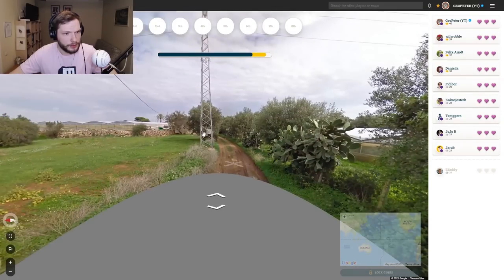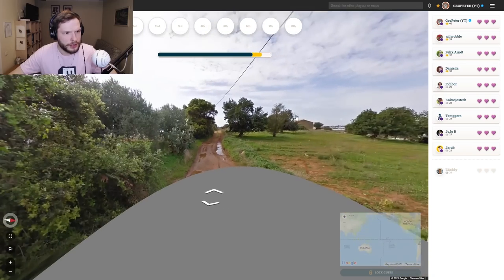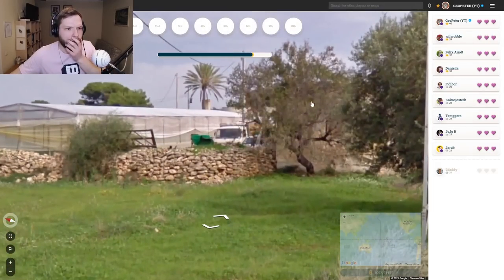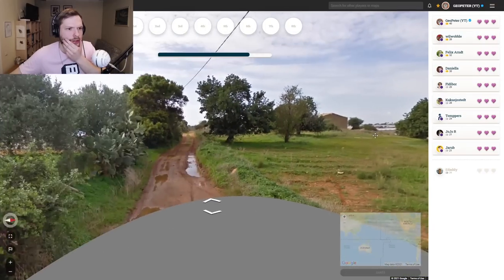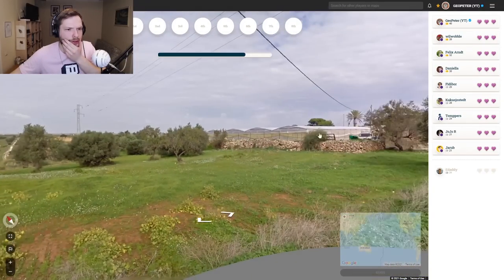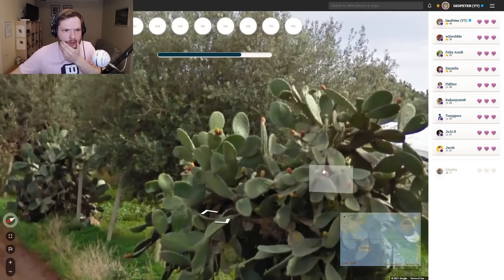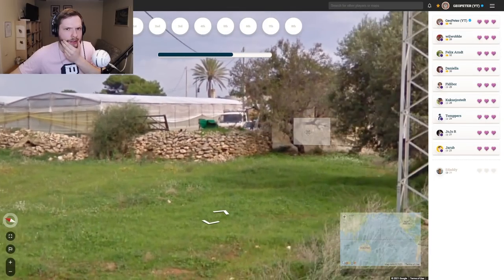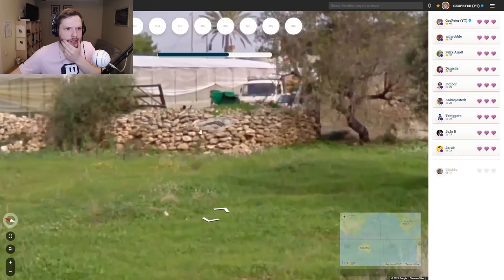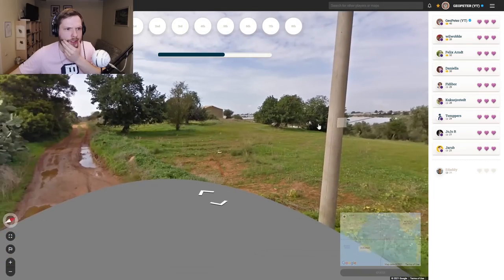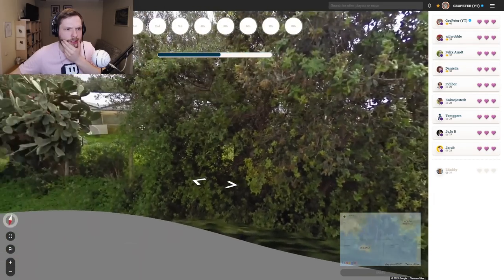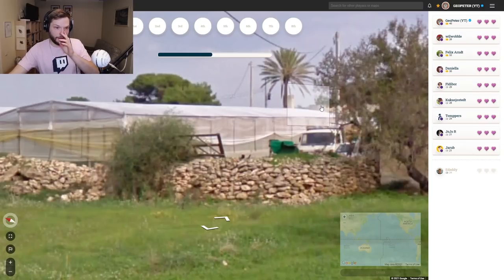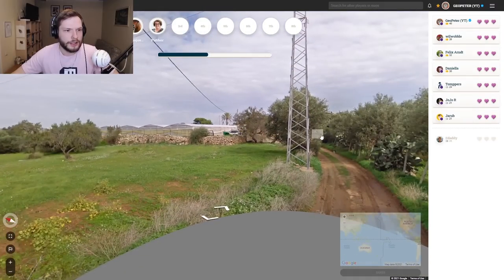Oh god. What is this? This is interesting. I'm confused, honestly. We have some palm trees. This is some cacti. Is this like Mexico or something? Or Greece? These stone walls are weird. No one's guessing anything. This is a weird one.